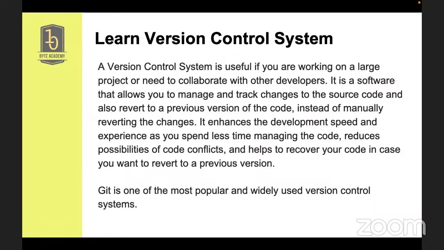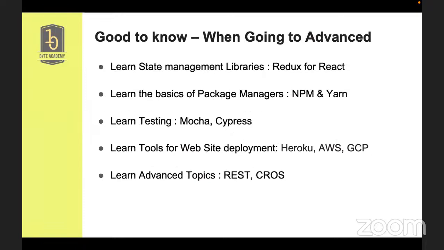If you are interested in coding, one thing you need to know is a version control system. Front-end developers also have to learn version control system. So these are the basic things, good to know when going to advanced. When you want to go a little bit advanced, it is good to learn these things. So now you know HTML, CSS, and JavaScript, and you know one CSS framework, Bootstrap. You know one JavaScript library, React.